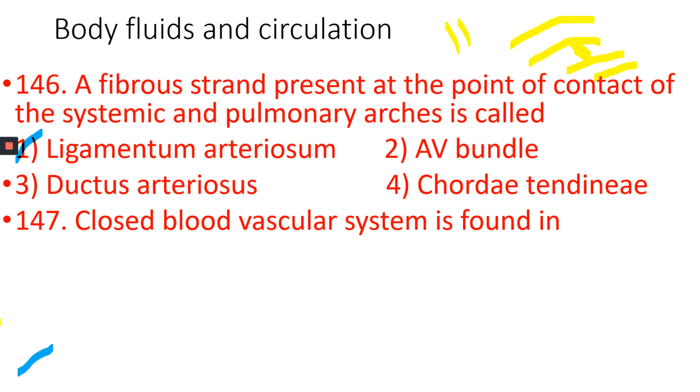Okay, next one, closed blood vascular system is found in. Closed blood vascular system is found in which animals? Can you remember all the animals I told you in a tabular form?